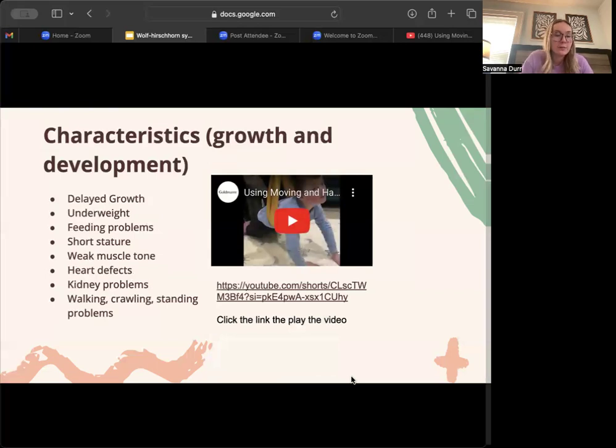For growth and development, this can be delayed growth, underweight, feeding problems, short stature, weak muscle tone, which is again hypotonia, heart defects, kidney problems, and walking, crawling, and standing problems. Now, these and the characteristics listed above are not specific to this condition and can be seen in other disabilities, but these are the main identifications for this condition. We're just going to watch this little video.